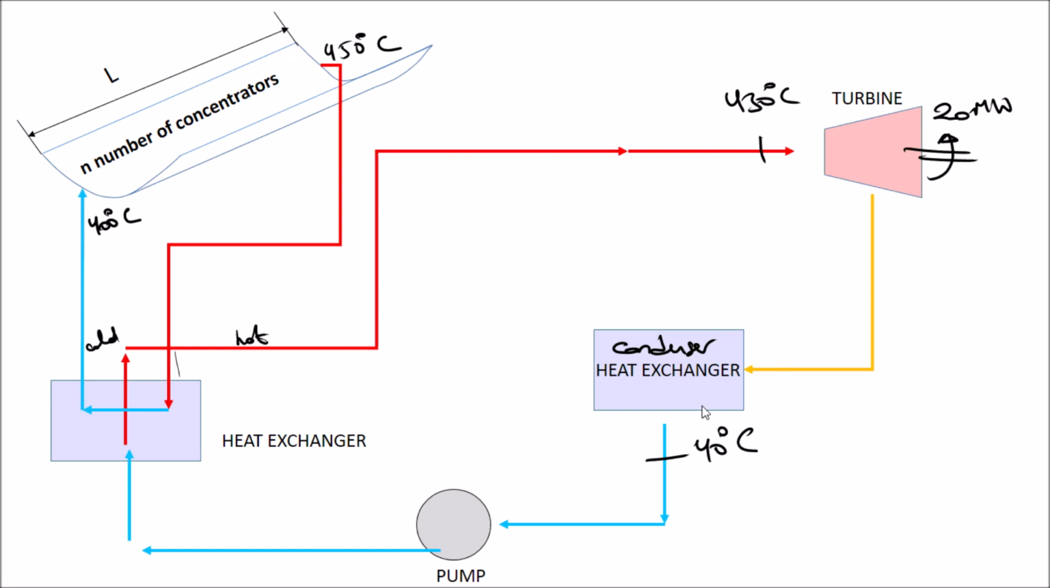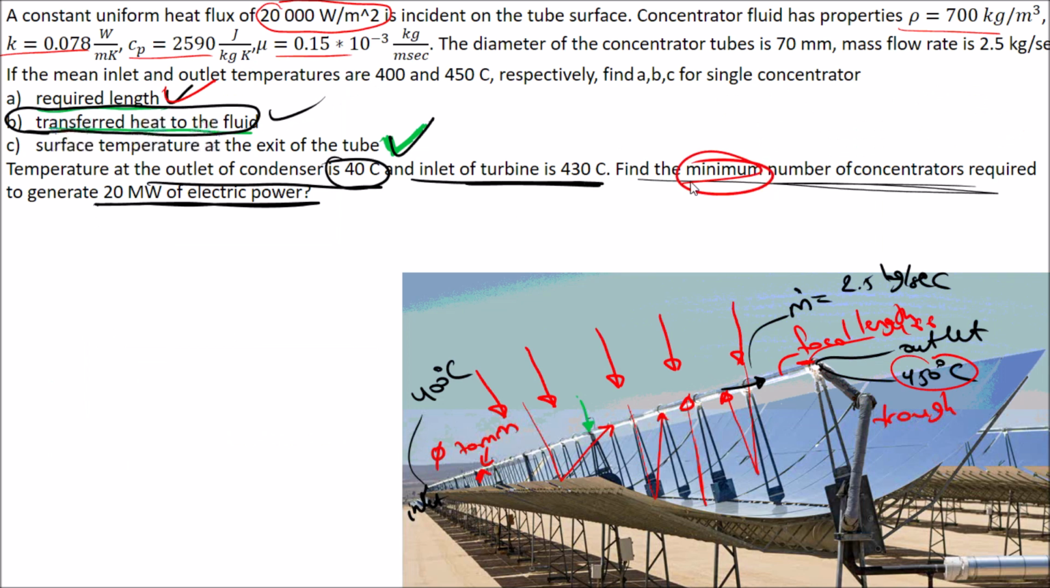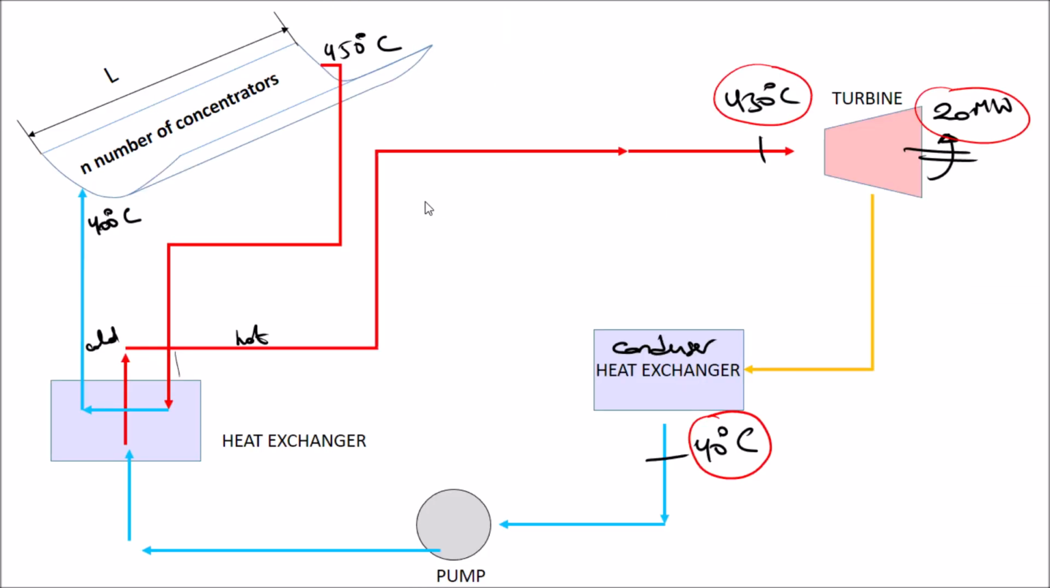For the last part, it says that we have a condenser here at 40 degrees Celsius, we have the turbine inlet temperature and the turbine power. The question asks how many collectors or concentrators are required for this electric power. If you know from thermodynamics, the minimum number means that you should have the maximum efficiency. From the first thermodynamics, the maximum efficiency is given by Carnot. This is a heat engine, because we are generating power.